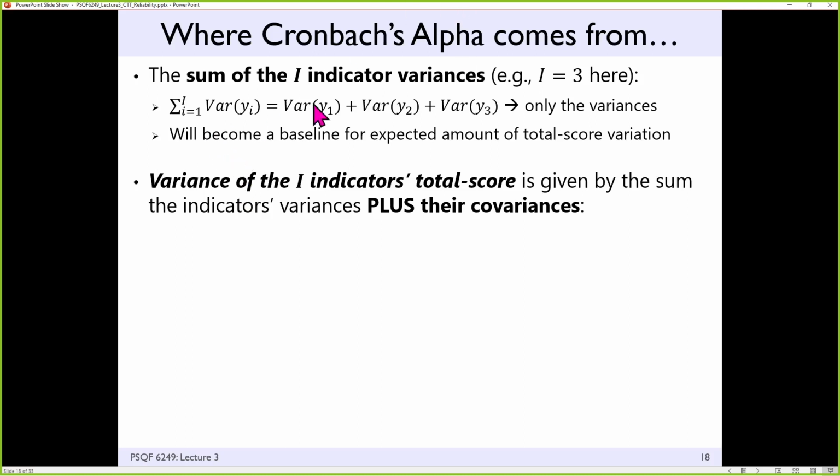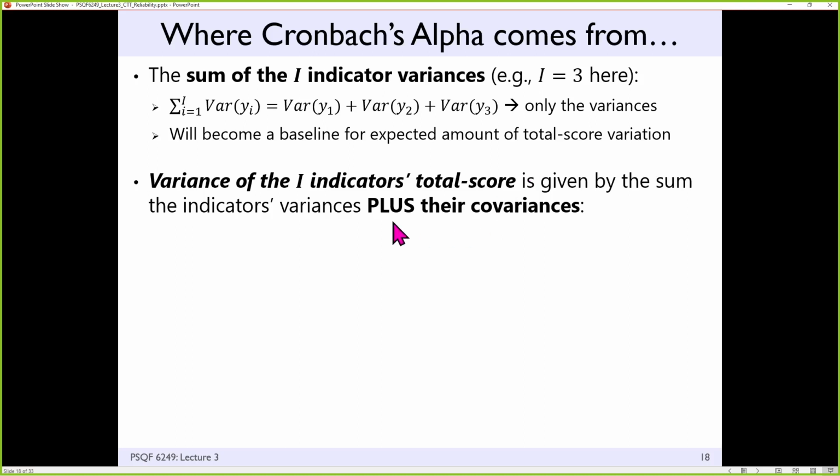But anyway, alpha is based on the difference between total variance and total variance plus covariance. If you want to compute the sum of the variances, say I have 3 indicators, I can add their variances together and come up with the total variance across these things. This is a baseline for the expected amount of variation, assuming that these items have nothing to do with each other.